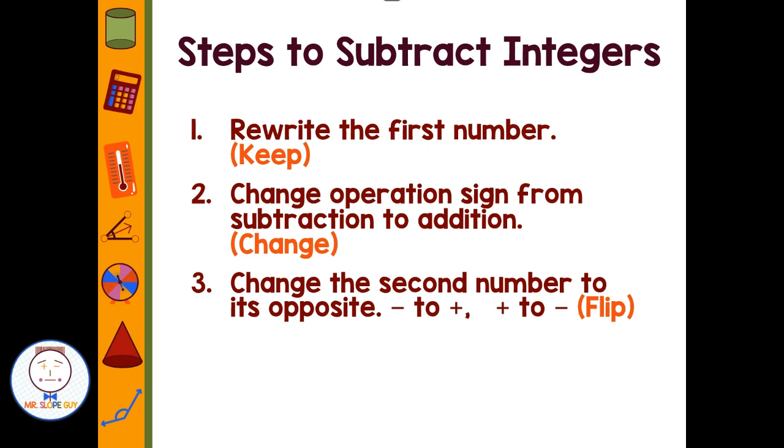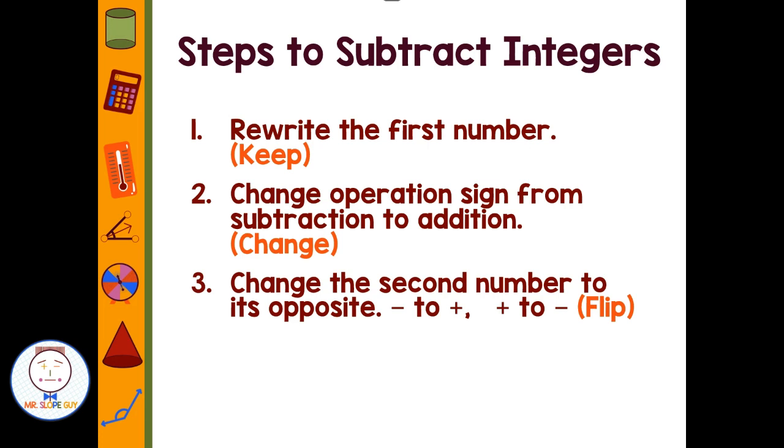The first number stays the same. That's the keep. Change is we're going to change the operation sign from subtraction to addition. And 3, the flip, we're going to change the sign of the number to its opposite. If it's negative, we're going to make it positive. If it's positive, we're going to make it negative. So what keep, change, flip does is it changes our subtraction problem into adding the opposite.